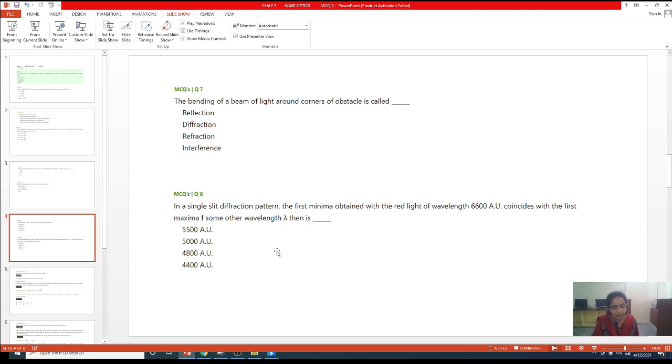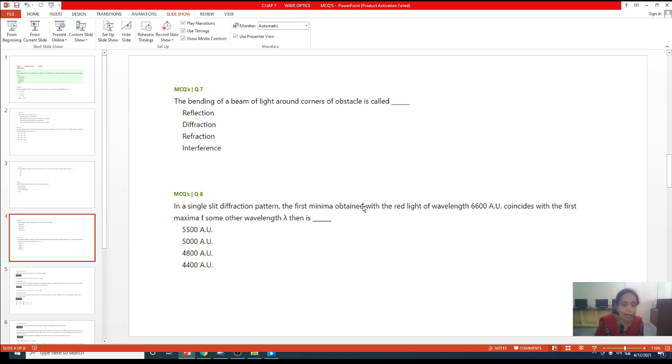And as the first maxima is midway between the first and second minima, for wavelength lambda dash, sin theta dash is equal to 3 lambda dash upon 2d.